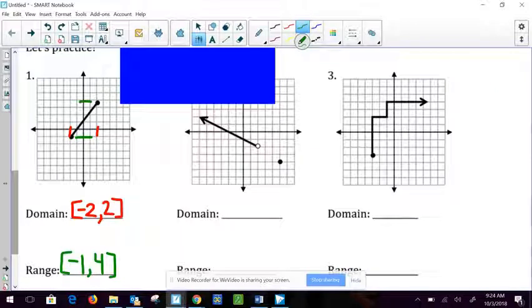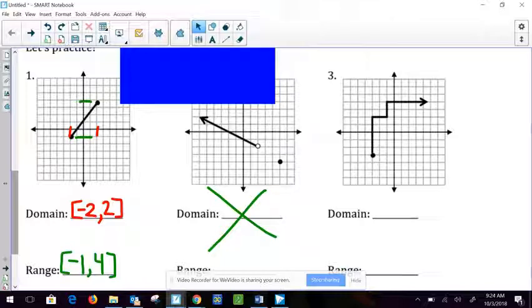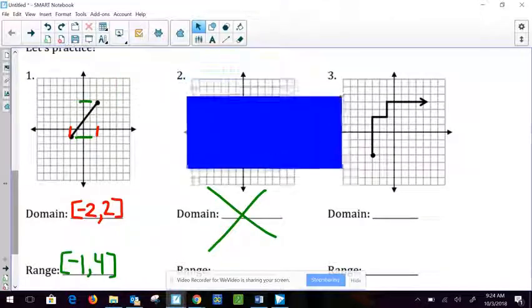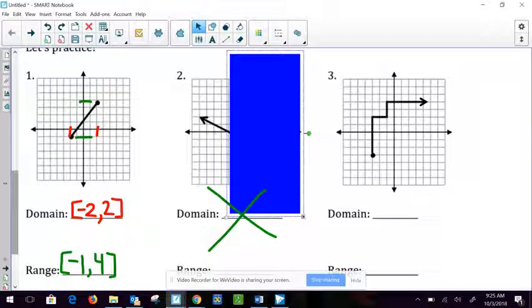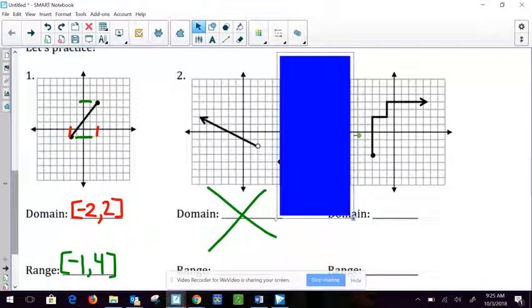This graph is kind of neat. We're actually going to skip number 2, so don't worry about number 2. This one's going to get a little bit more complicated than what we want to get through. We're actually going to jump to number 3. We're going to turn our note card to the side so I can look at the domain, because remember, domain is looking at the x-axis.